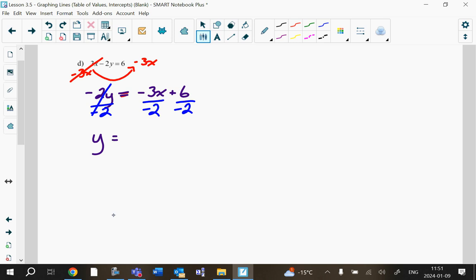Can I divide this cleanly? No, so leave it as a fraction. But there is something I can do to simplify it. Two positives or two negatives become a positive. So this is the same as 3x over 2 or 3 over 2x. Either one. How about the second division? That works out to exactly negative 3.